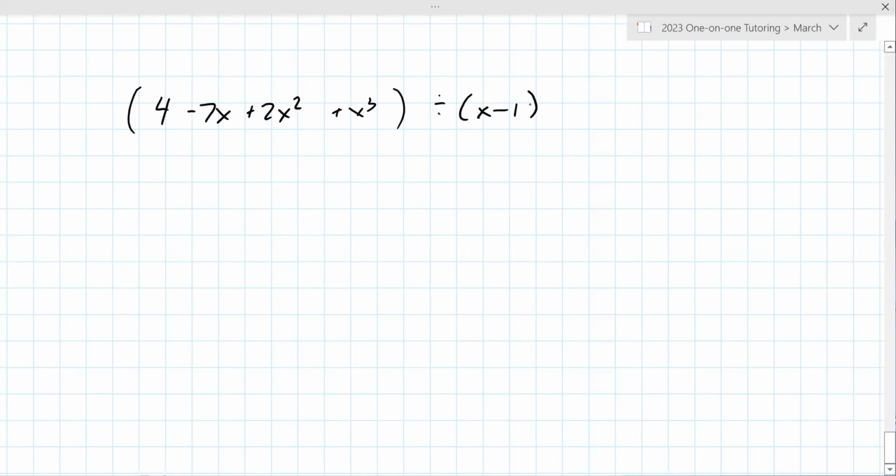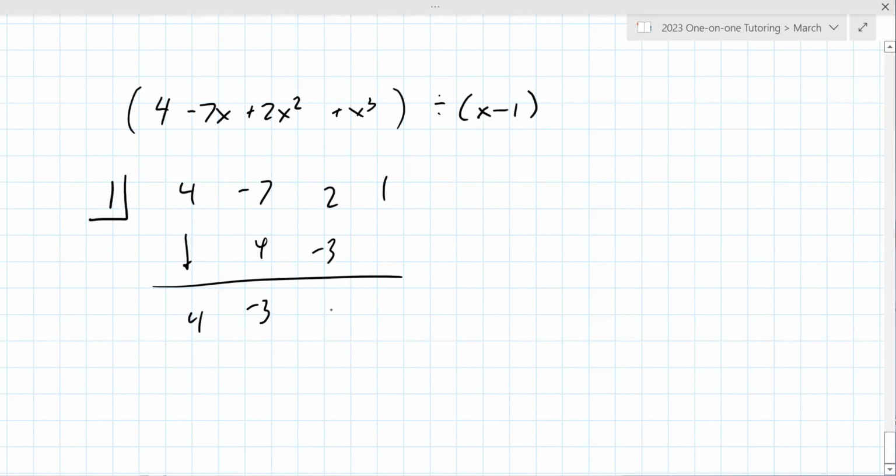Okay, so notice the dividend is not in descending order. The x cubed is all the way on the right here. That's weird, and that's bad. But if you are not paying attention and you go, all right, 4 minus 7, 2, 1, if you start doing this, this is wrong. This will not work. Now, it might work in a weird way, but you're not supposed to do this. It has to be in descending order.